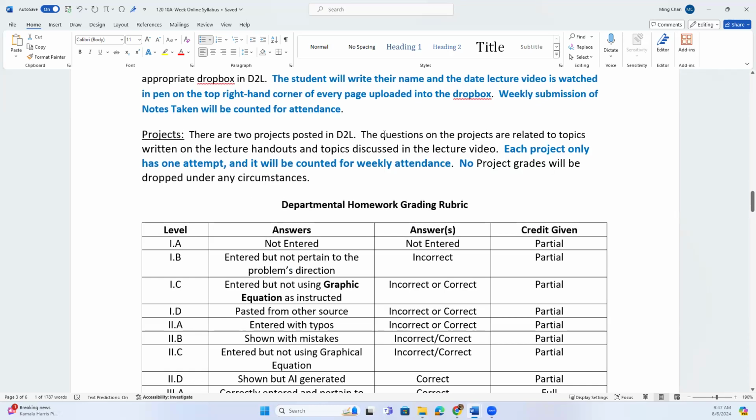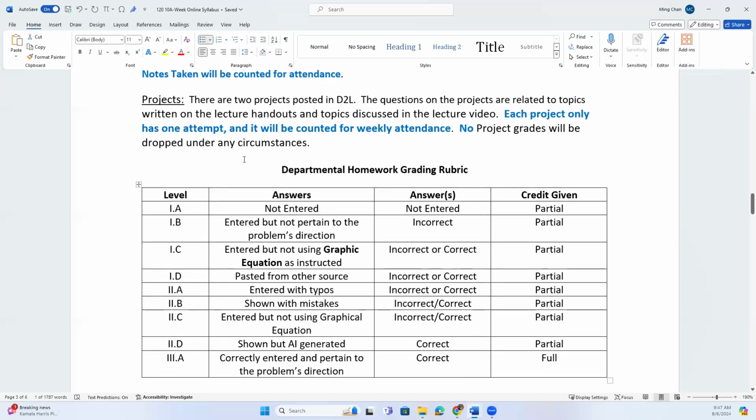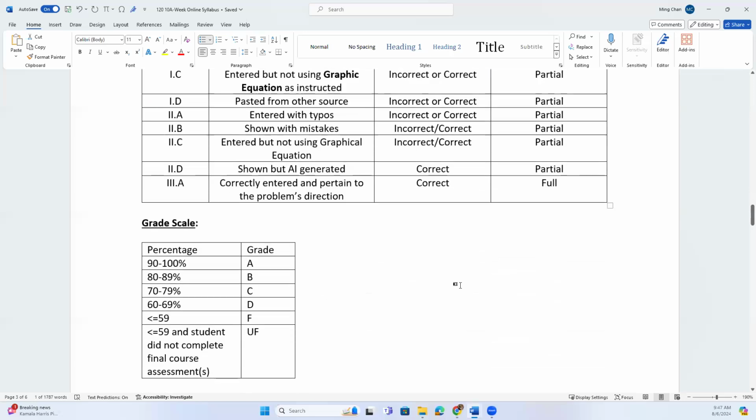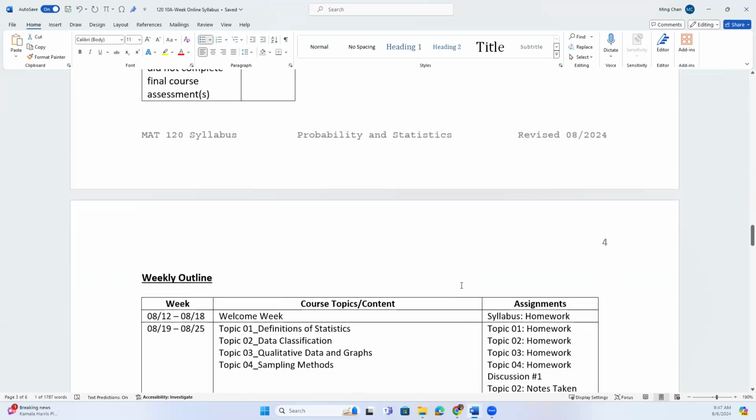All right, projects. Questions on the project are again related to what's written on the lecture handouts and discussed in the lecture videos. Each project only gets one attempt. You'll also be counted for your weekly attendance. Here are our departmental grading rubrics, and for your graded assignments, the grading scales.